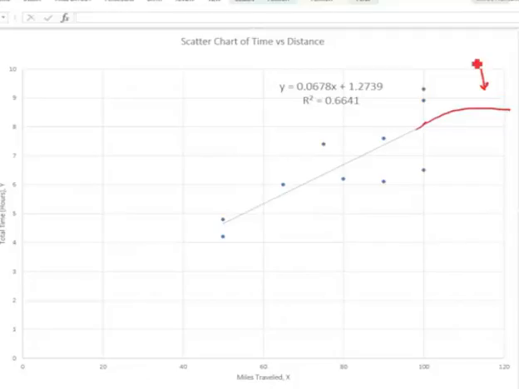So you want to try to avoid making predictions when you are too far from the interval of your data. A little bit beyond is okay, but don't go too far.